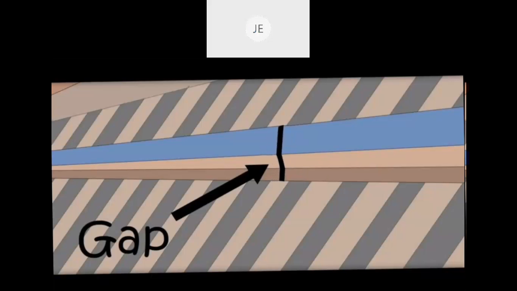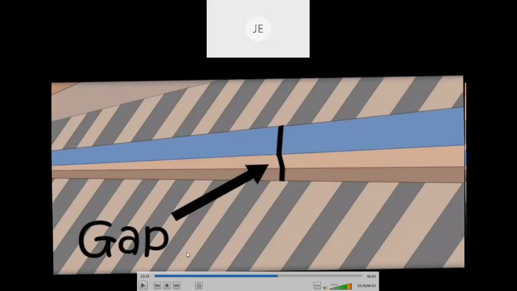So to avoid accidents, if there is no gap, then what will happen? If there is no gap, then you will observe that the rails may come one above the other. The steel parts may come one above the other. Then it may lead to train accidents.